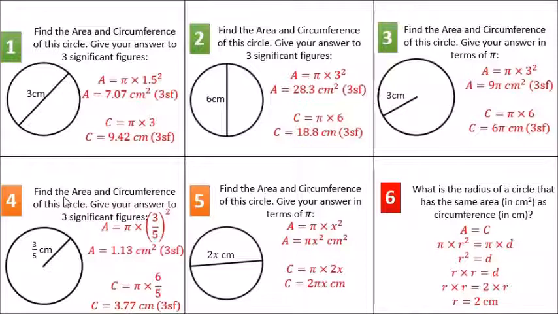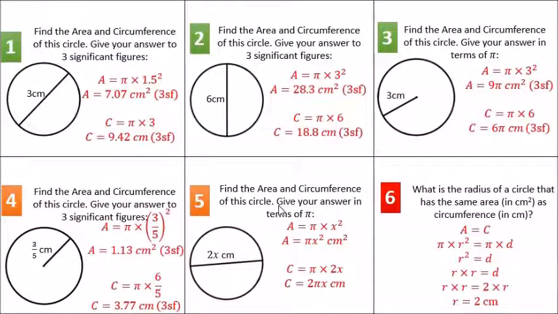Question 4, to find the area and circumference of this circle, we have an area that's pi times 3/5 squared because the radius is 3/5, and we need to give our answer to 3 significant figures. So when I type that into the calculator, I get 1.13 centimetres squared. The circumference is pi times by 6/5 because the diameter is double the radius, double 3/5 is 6/5. So we have 3.77 centimetres. So 3 significant figures when you type that into the calculator.